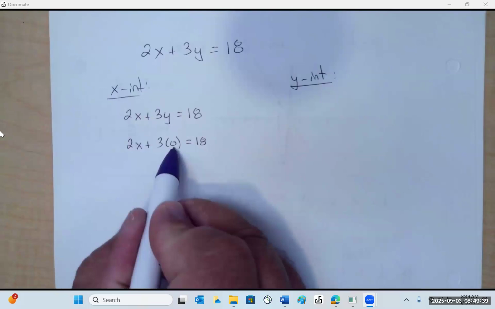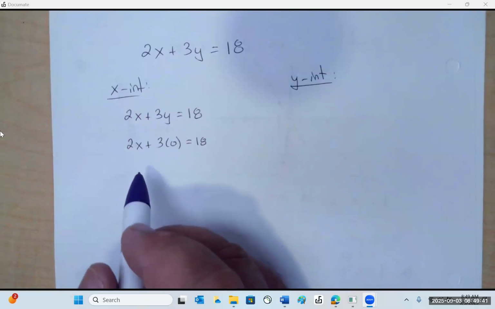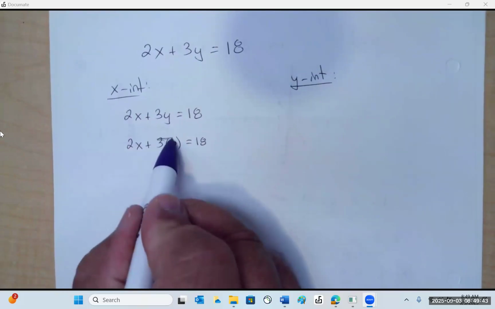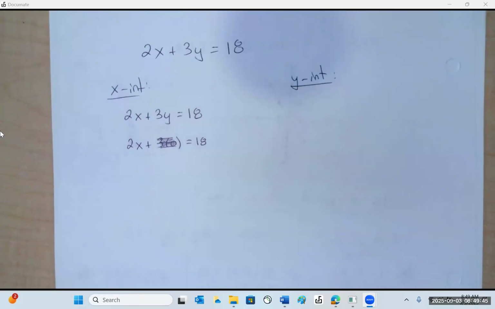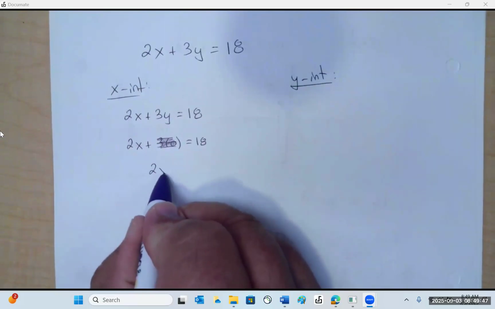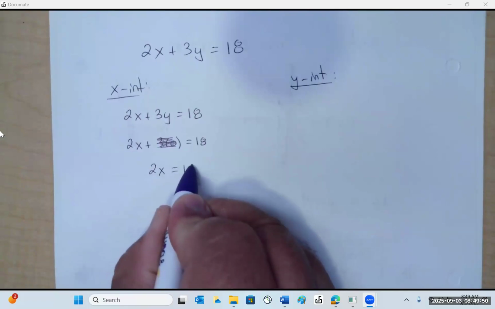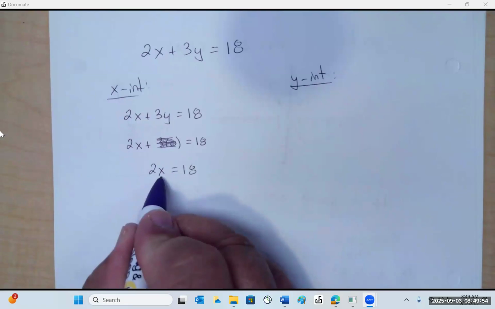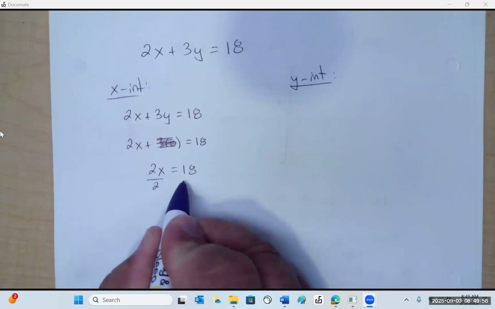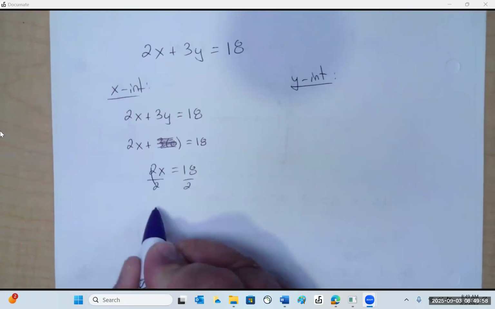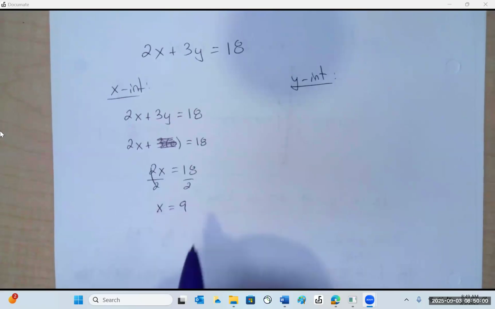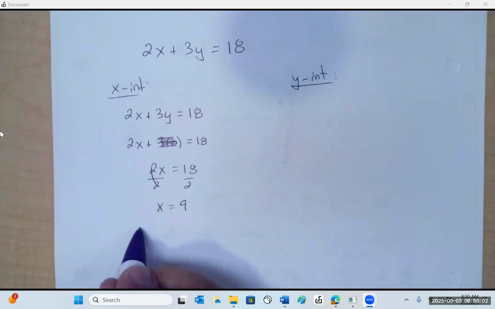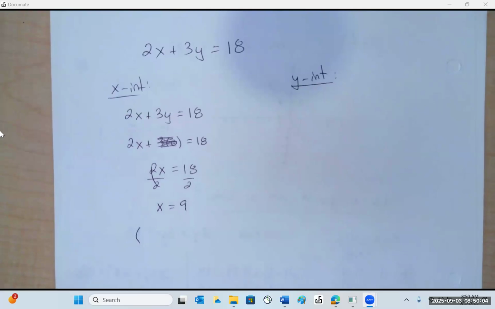Well, what happens with 3 times 0? What does that become? 0. So that just disappears. So what we have is 2x equals 18. To get the x by itself, we have to divide both sides by 2. So x is equal to 9. So my x-intercept is at what location? 9, 0. Very good. That's 1 point we have in our graph.